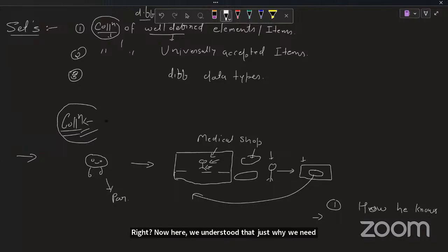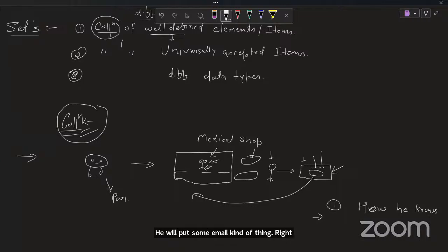But what kind of collection does it have to be? This is one doubt, right? There is a possibility that in that box itself, he will put some Disprin, he will put some Eno kind of thing, right?